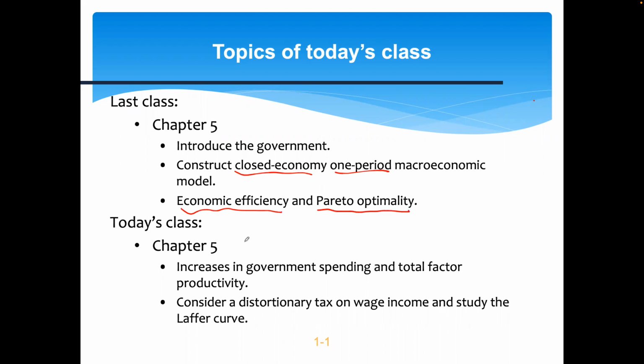And today, what are we going to do? First, I'm going to quickly review what optimality is, what Pareto optimality is. And then we are going to use the model we developed in the previous class to understand the following positive questions. So if there's an increase in government spending or an increase in total factor productivity, how is the economy going to respond?